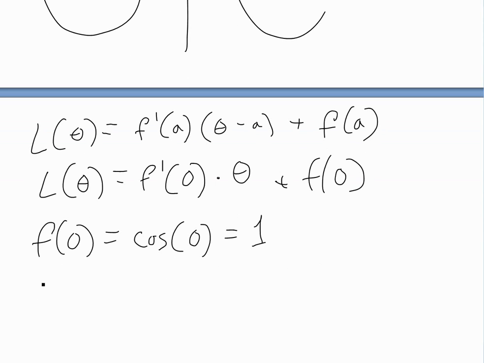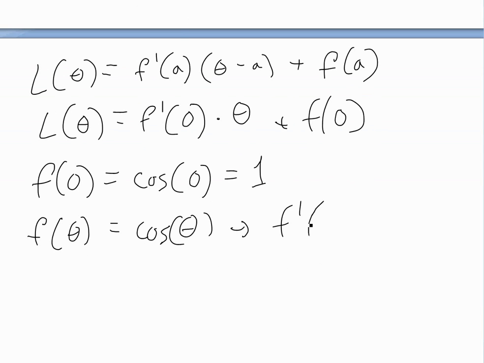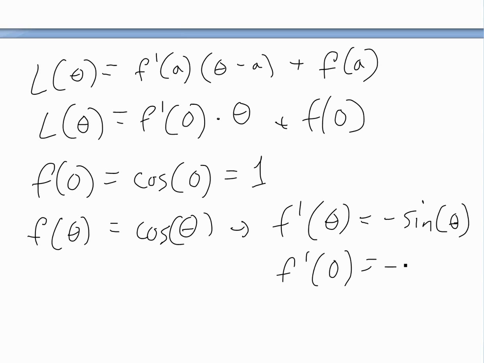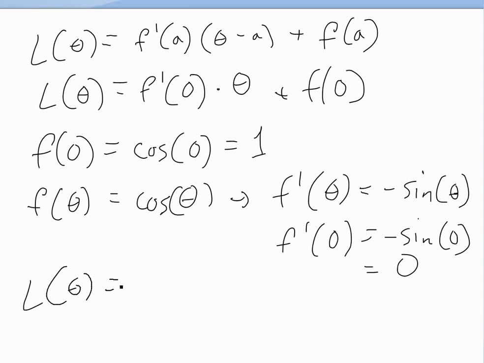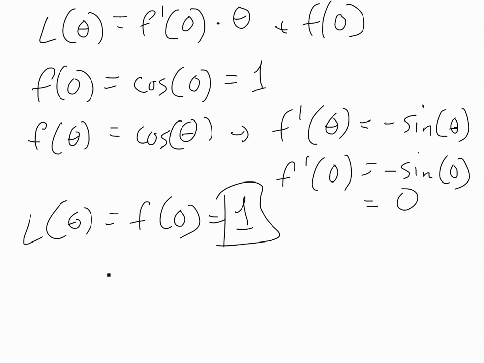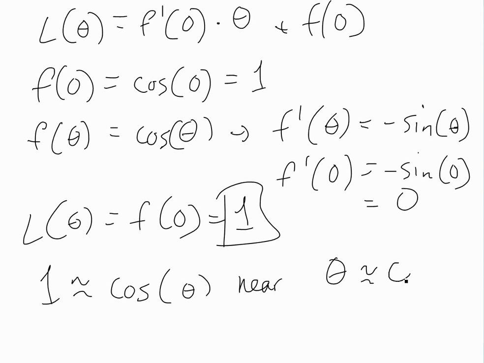Now to get the derivative, we know that if f of theta is equal to cos theta, then the derivative is equal to negative sine theta. If you plug in 0, it's negative sine 0, which is just 0. So this whole term drops out, and we're just left with f of 0. So L of theta is equal to 1. This is the linear approximation. So basically 1 is close to cos theta near theta equals 0, or anywhere near it.